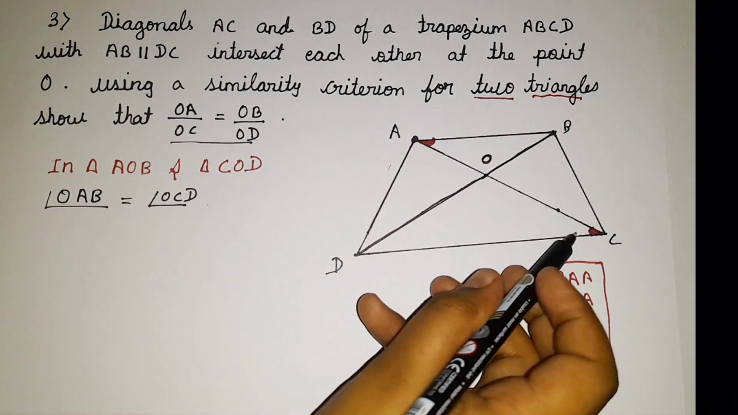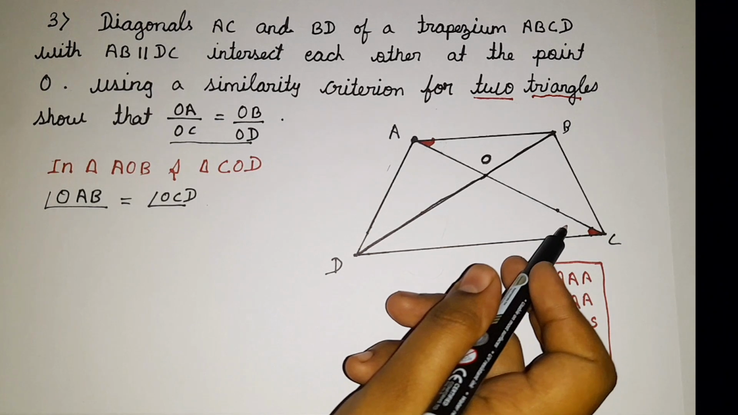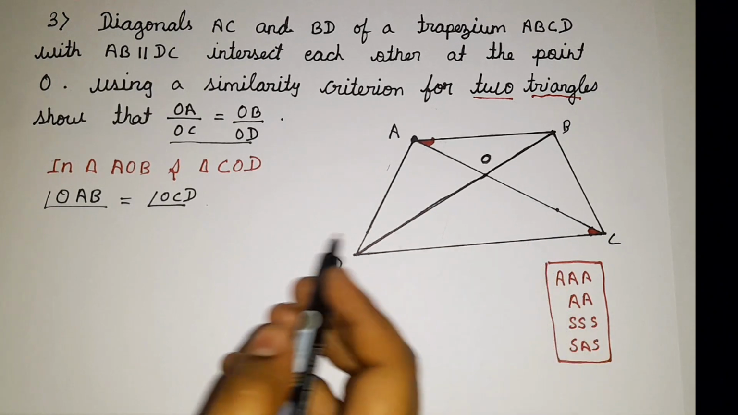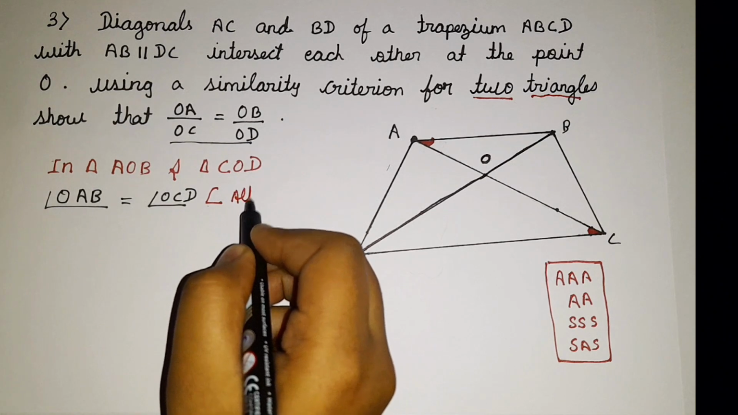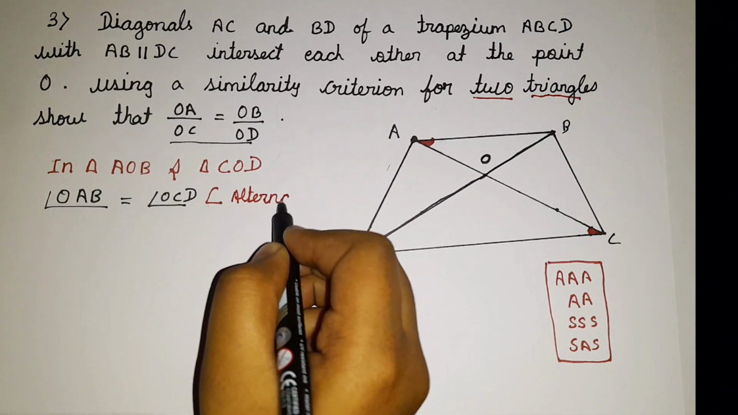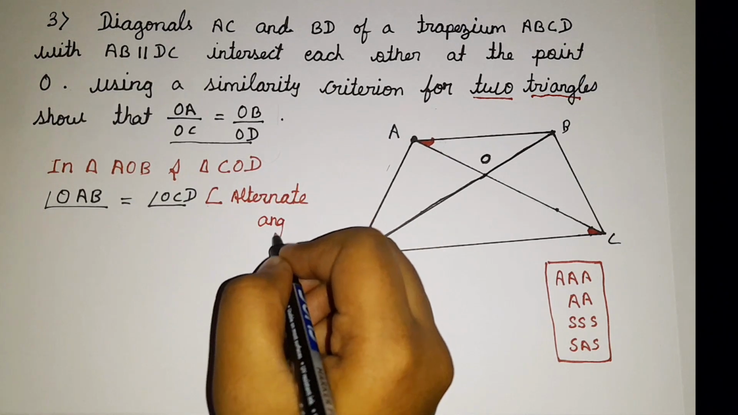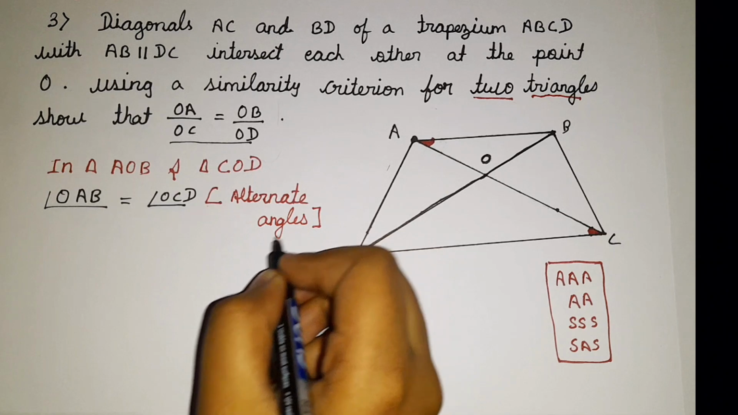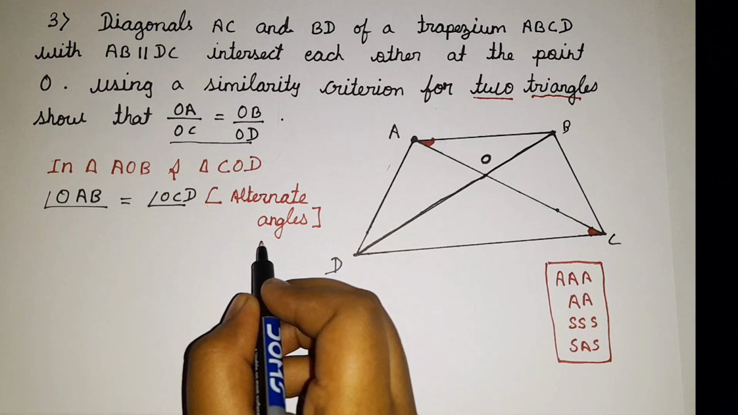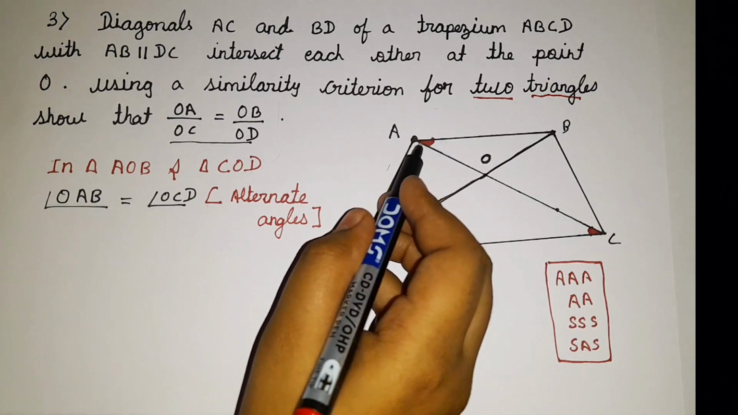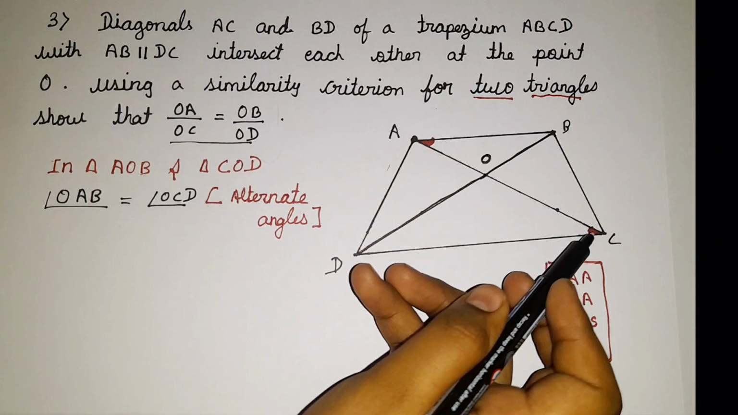So here, do you guys think this is alternate interior angle? Yes, it is alternate interior angle. So I can just write alternate angles. If you want to mention interior, you can mention it. I am just writing alternate angles. Why is it alternate angles? Because angle A is equal to angle C, since they are alternate interior angles.